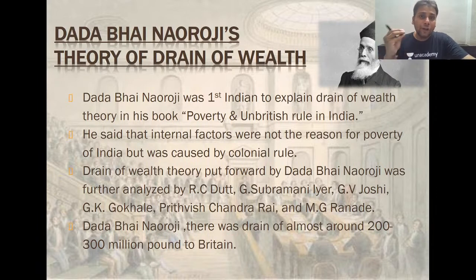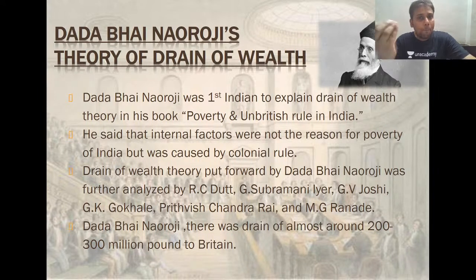At that time, commercialization of agriculture was in vogue. Now there are two types of agriculture: commercialized agriculture and subsistence agriculture. In commercialized agriculture, I produce those crops which have a very huge demand in the national and international market. And in subsistence agriculture, I produce those crops which are useful for sustaining my livelihood.